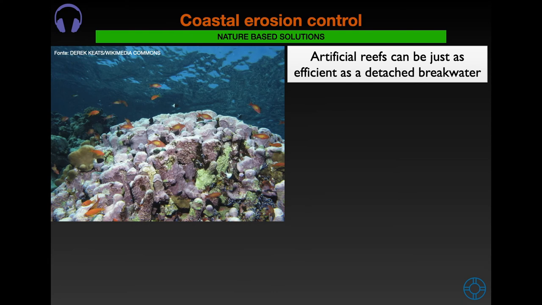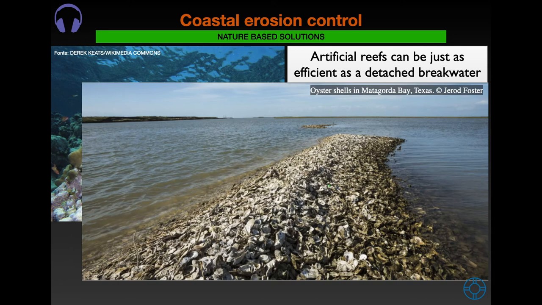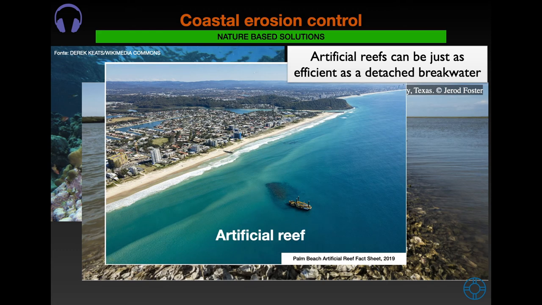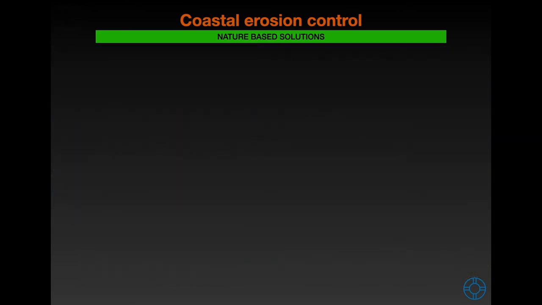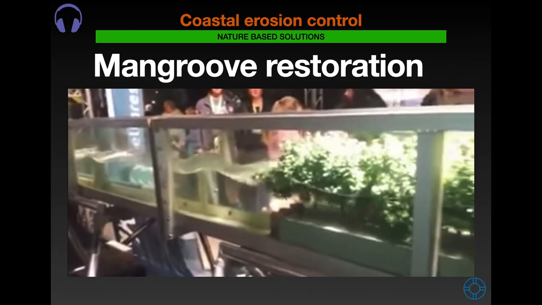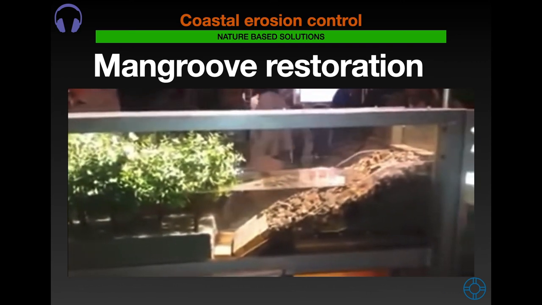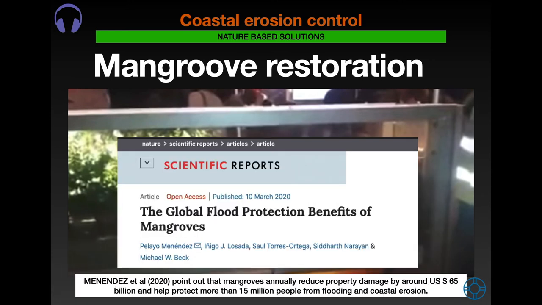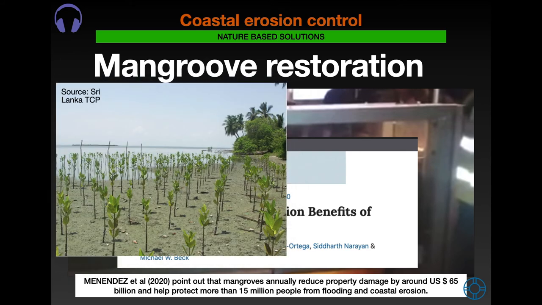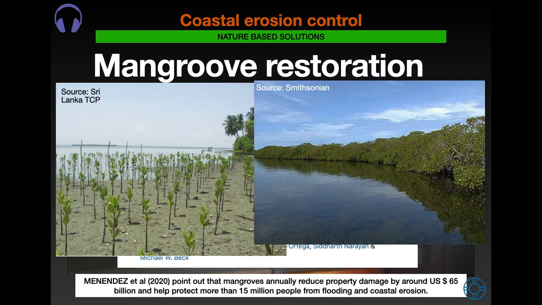Artificial reefs can be just as efficient as a detached breakwater. They can reduce wave breaking and wave energy up to 70%. Recently, Menendez and his collaborators pointed out that mangroves annually reduce property damage by around $65 billion and help to protect more than 15 million people from flooding and coastal erosion around the world.